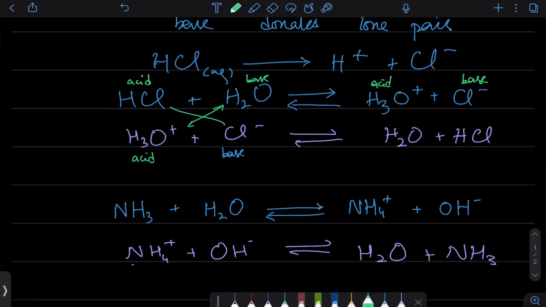Or you can also look at it like this. Here we have H2O and H3O positive as conjugate acid and base. And this one is also a conjugate acid and base. So these are conjugate pairs of things.